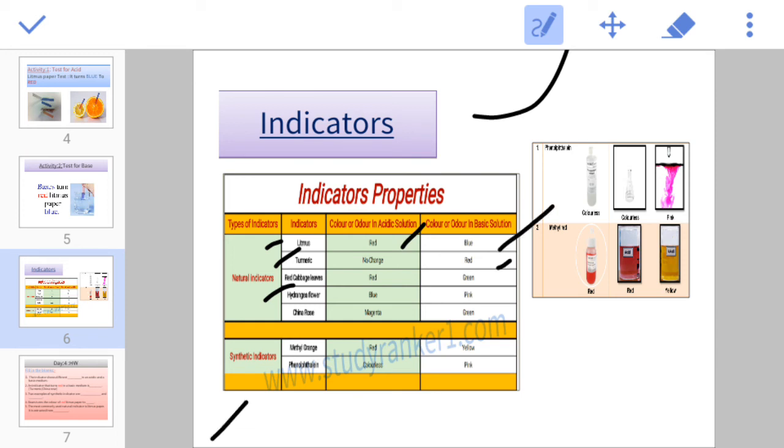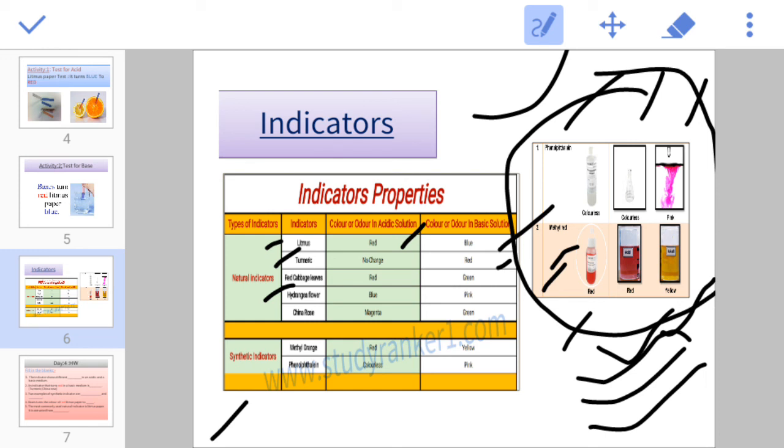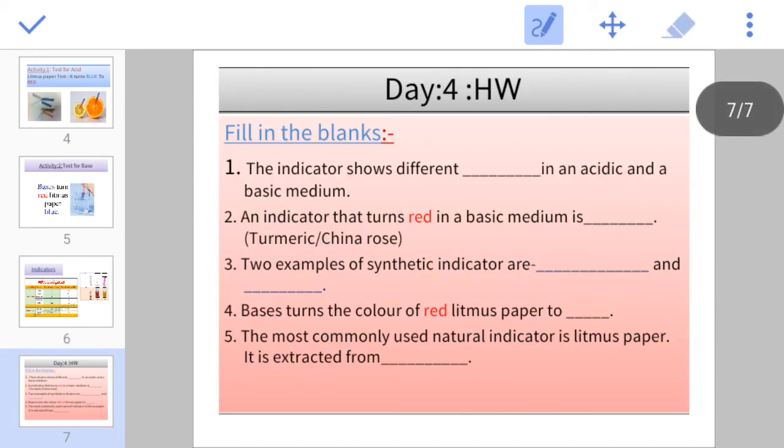In the synthetic indicators, this one is important. When we use phenolphthalein, it remains colorless in an acidic medium and turns pink in a basic medium. When we use methyl orange, it appears red in an acidic medium and yellow in a basic medium. Only this table is important, the first two especially, and all the questions come from these parts.